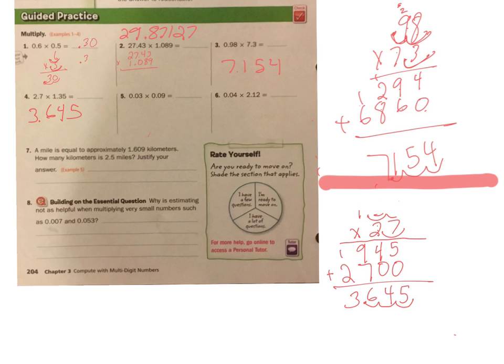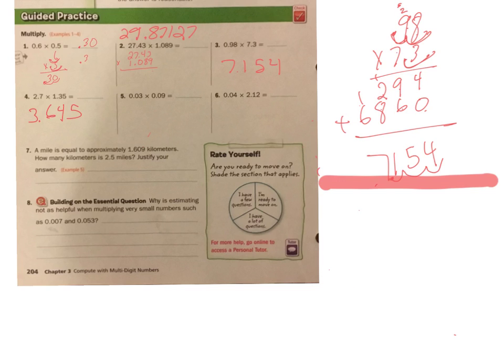Alright, let's do the next one. The next one is 0.03 times 0.09. Okay, 9 times 3 is 27. 9 times 0 is 0, plus 2 is 2. Add my 0. 0 times 3 is 0. 0 times 0 is 0. Okay. Now I add these up.